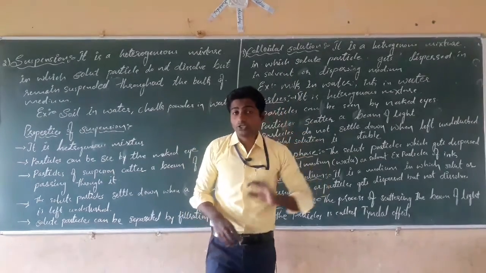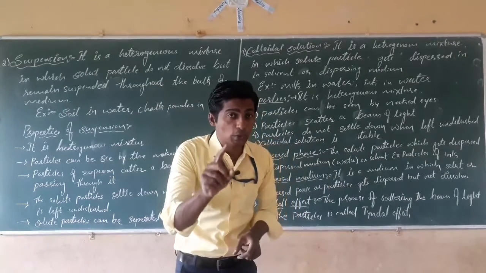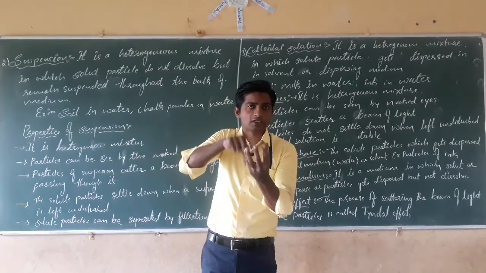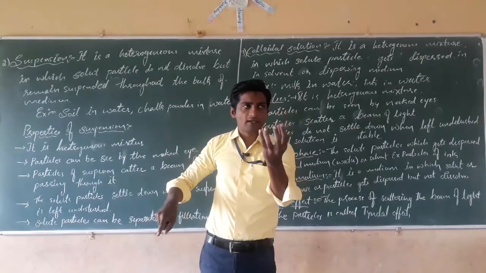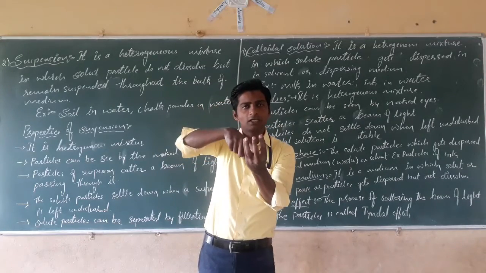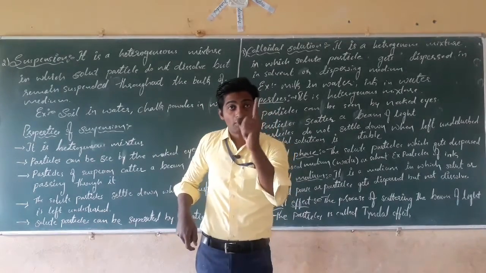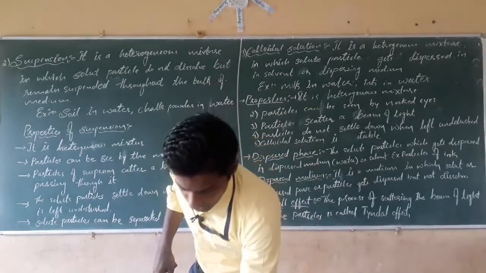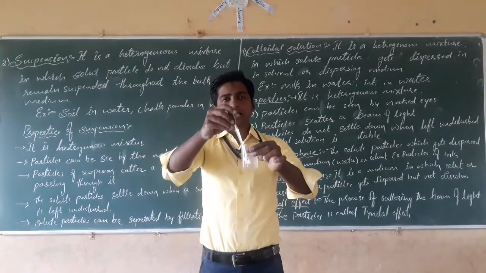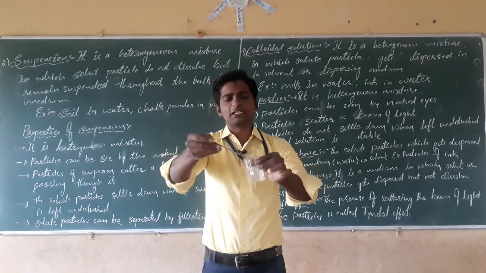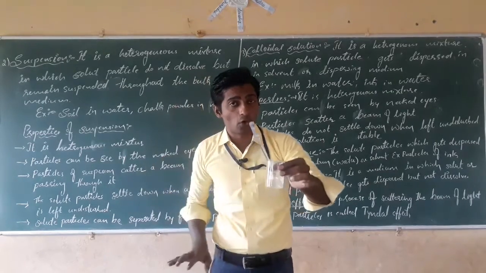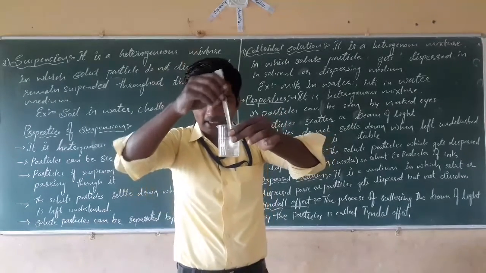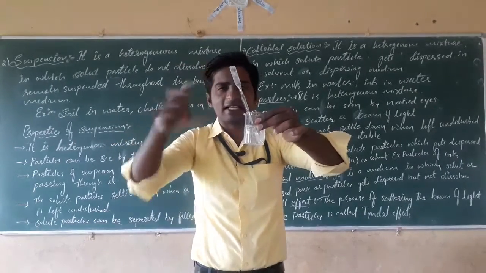Solution we have studied. A solution is a homogeneous mixture of solute and solvent. See the example, dissolving salt in water: the salt is the solute, and water is the solvent. When we dissolve the salt in water, what happens? It forms a solution where the solute particles completely get dissolved. See, I have a solution and I have added salt, and the salt is completely dissolved. When I stir it well, the whole salt will get dissolved.